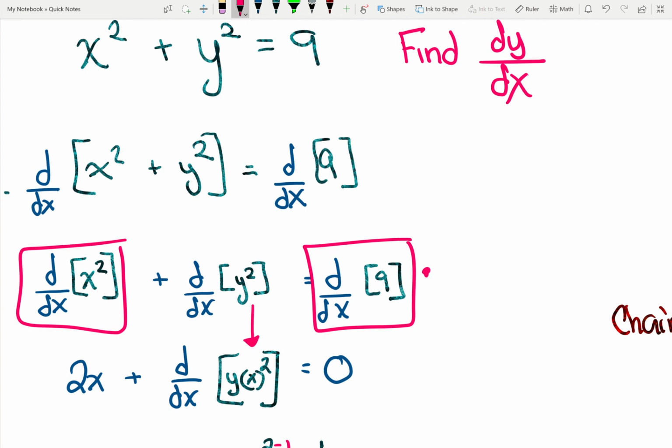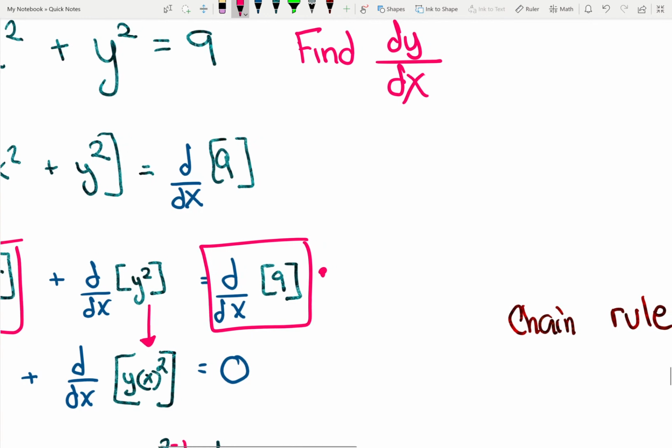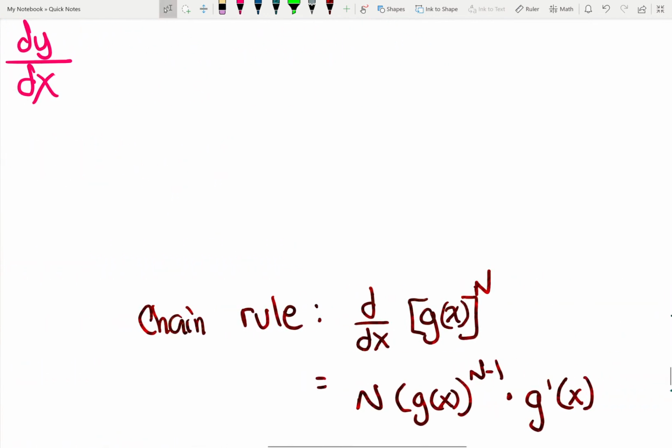Now, before we move on to the next step, I want you guys to remember what the chain rule looks like, because that's what we're going to do next. Remember what the chain rule says. If you take the derivative of some function g of x to the nth power, you drop the exponent, take one away from it, and keep that inside function exactly the same. However, then you have to multiply your result by the derivative of the inside function.